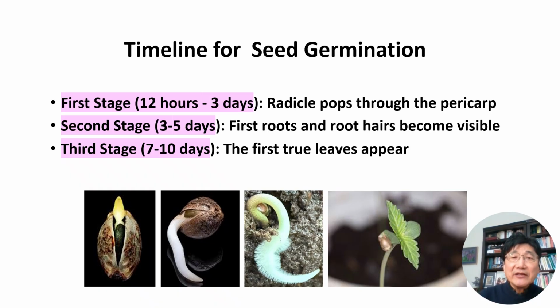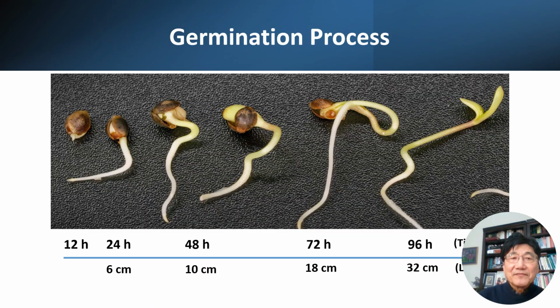Seed germination can take from 12 hours to a maximum of 3 weeks, depending on the seed structure and germination conditions. The first stage takes 12 hours to 3 days after sowing. The second stage usually takes 3 to 5 days, and the third stage takes 7 to 10 days after sowing. This photo indicates the developmental process of germination.